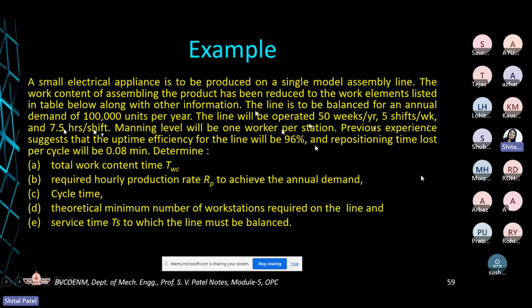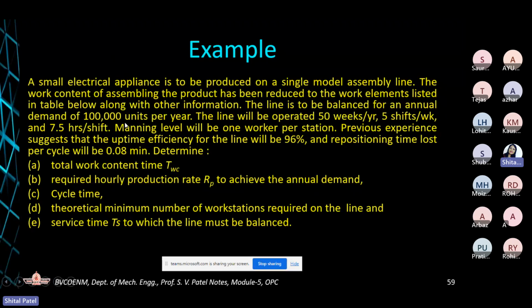So we need to multiply all these and convert them into the number of hours available, that is 7.5 into 5 into 50. So the total time available to produce these 1 lakh units will be in terms of hours. Next, manning level will be 1 worker per station. So whatever number of stations we decide, per station only one worker is going to be available.